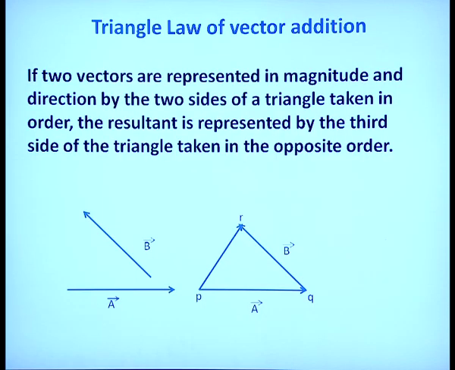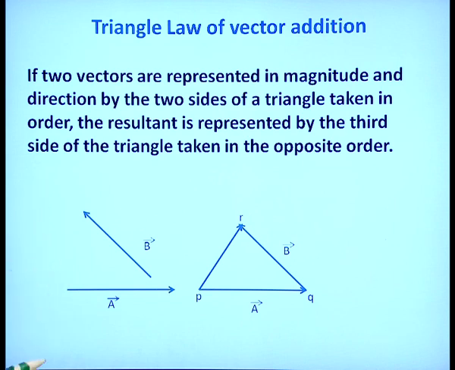Now, what is the triangle law of vector addition? If two vectors are represented in magnitude and direction by two sides of a triangle taken in the same order, the resultant is represented by the third side of the triangle taken in the opposite order. You can see on your screen there are two vectors A and B. Now we will represent the two vectors by two sides of a triangle. You can see there is a triangle PQR. Now we can represent the vector A by the side PQ of the triangle PQR.